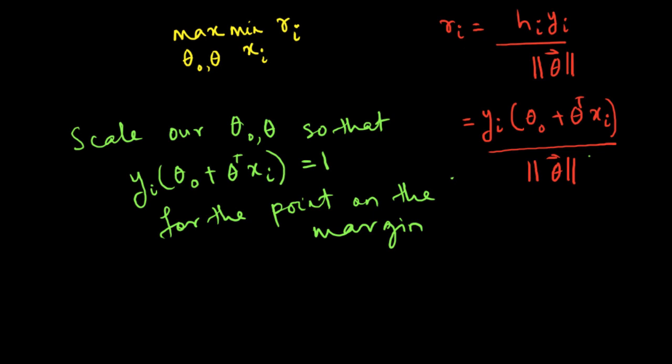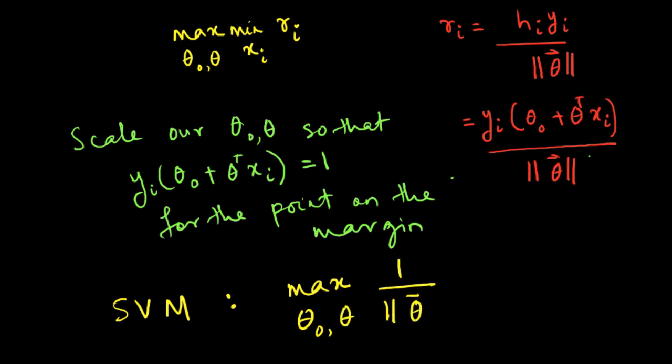In that case, our SVM problem is essentially about maximization over theta naught comma theta of 1 by norm of theta vector. Because now this quantity has been put to 1 for the point which is closest to the margin, so then this minimization is taken care of, because we are saying that whichever point is the closest, for that this value is equal to 1. So now essentially we are left with this maximization.